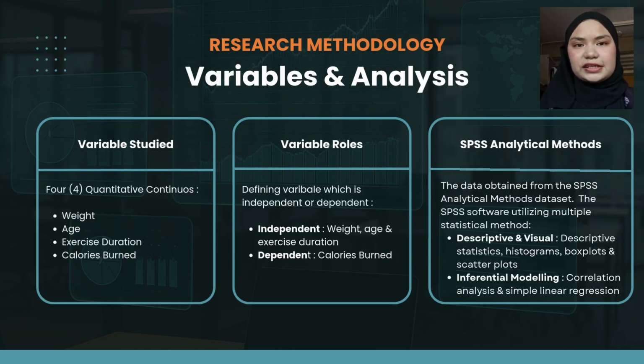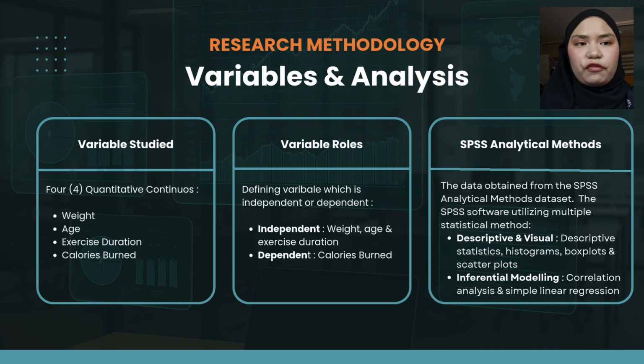Variables and analysis. We have three: variable studies, variable roles, and the SPSS analytical method. For variable studies, we have four quantitative continuous variables: weight, age, exercise duration, and calorie burn. For variable roles, we define the independent and dependent variables. Independent: weight, age, and exercise duration. Dependent: calories burned. For the SPSS analytical method, the data was obtained from the SPSS analytical methods dataset.